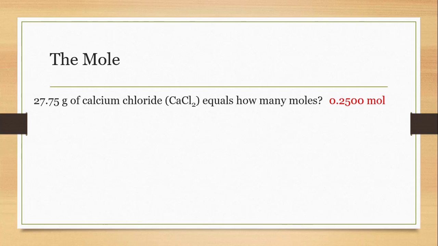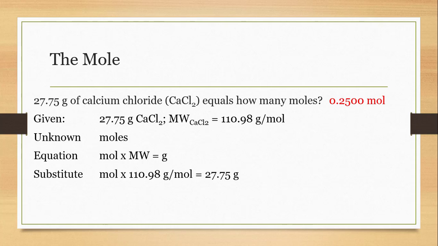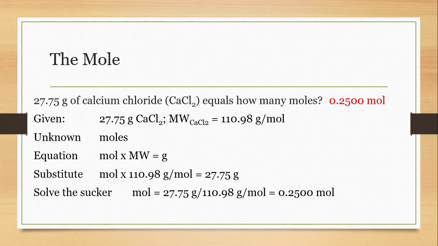The GUESS system, given, unknown, equation, substitute, solve the sucker, is a great way to tackle these problems. So you're given 27.75 grams of calcium chloride. Because you have the molecular formula, you can figure out the molecular weight, which is a constant, so you actually have 2 givens. We're looking for moles. The equation that relates those things is moles times molecular weight equals grams. We're going to substitute in where appropriate. We're going to solve this by rearranging, and you get moles equals grams divided by molecular weight, which here, with the numbers that we're given, is 0.2500 mole.